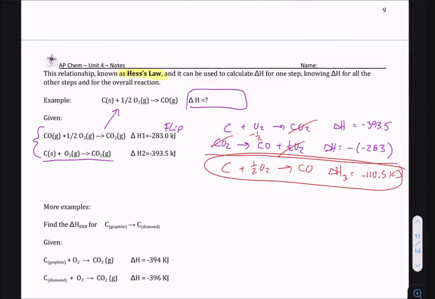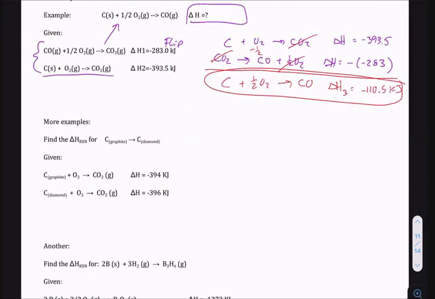This is entirely possible because enthalpy, it doesn't matter how you got here, right? It just matters what the state is. Enthalpy is a state property. Okay? Doesn't matter which way you calculated delta H, it's going to be the same. All right, let's try another one.